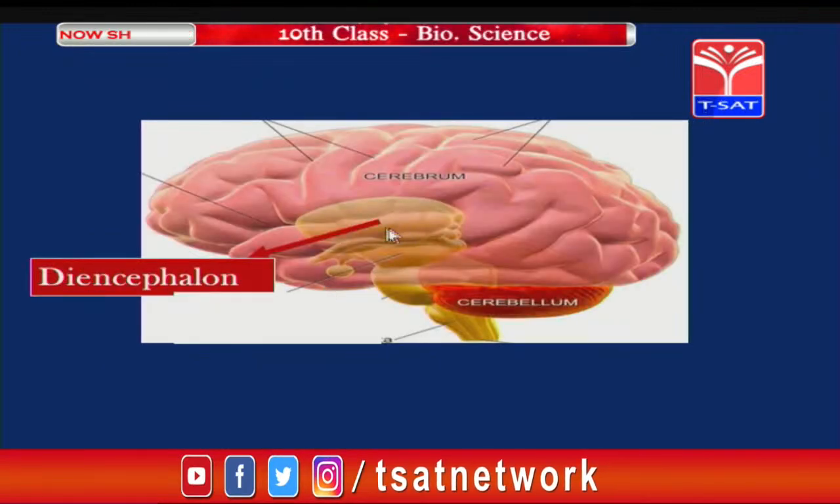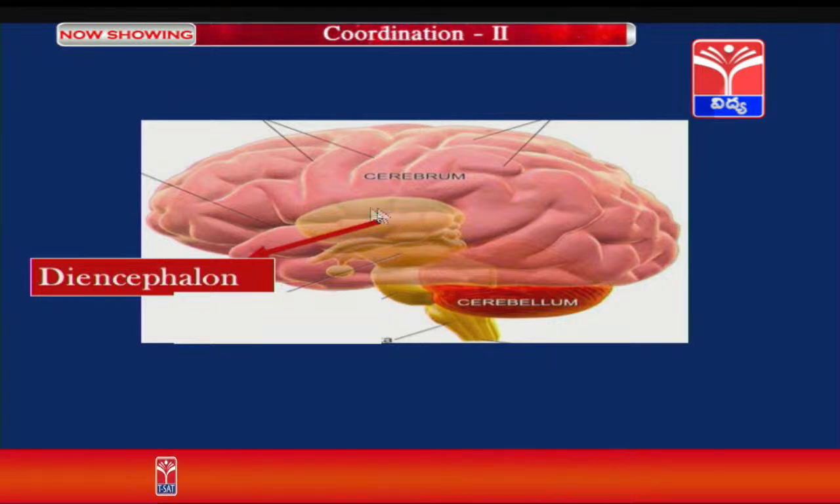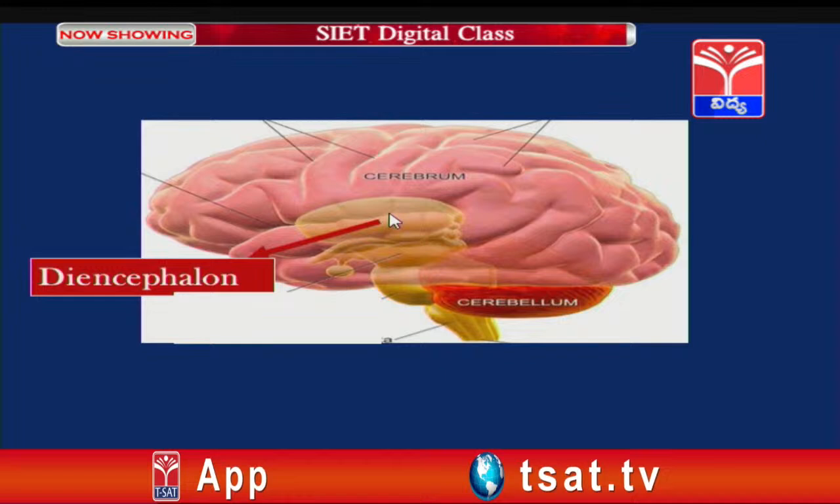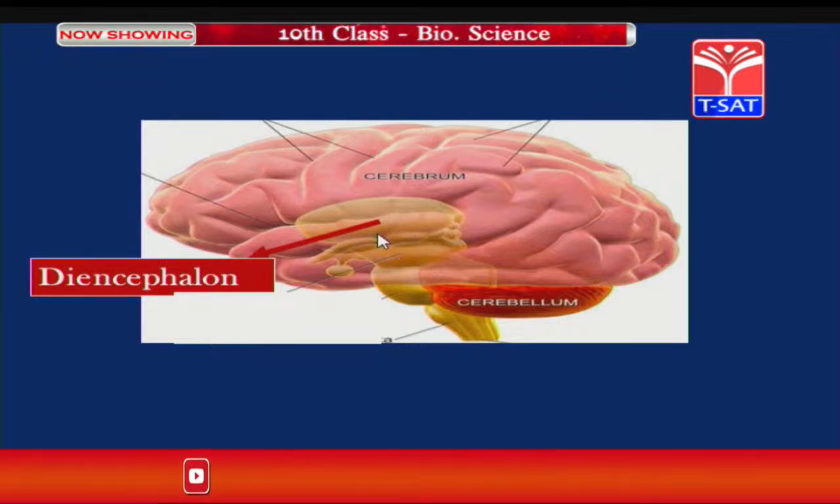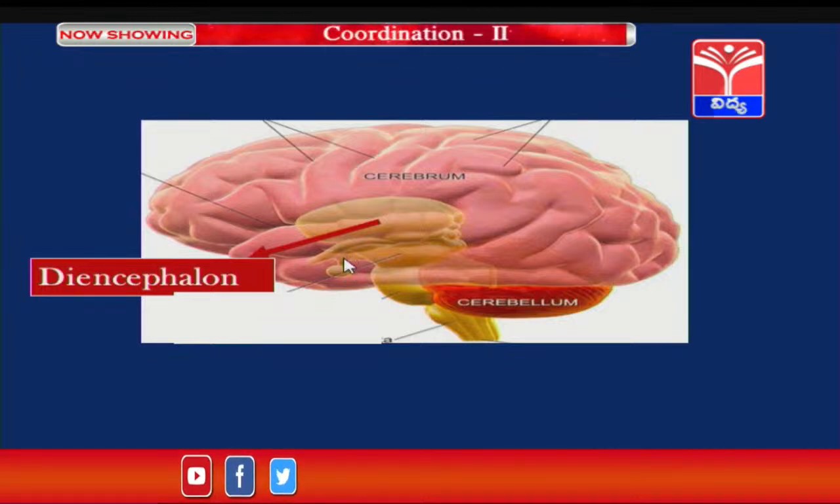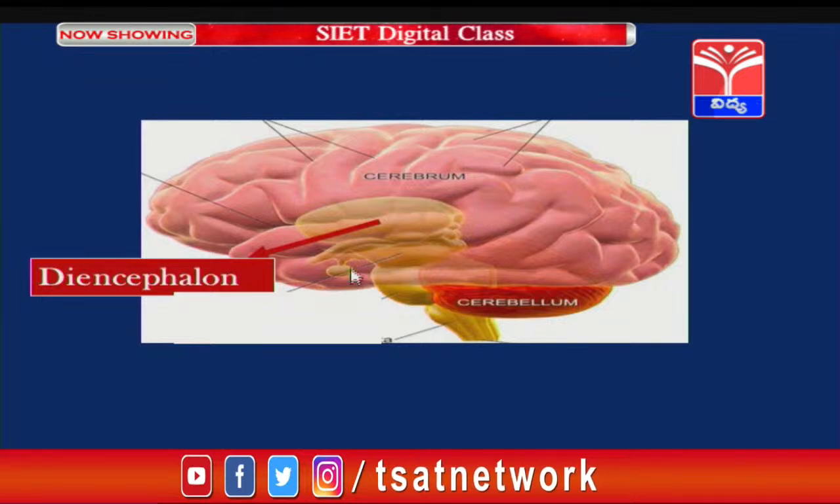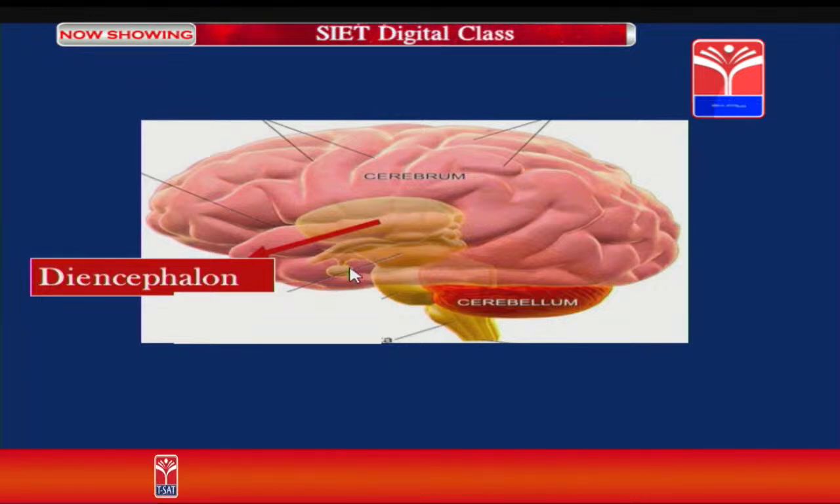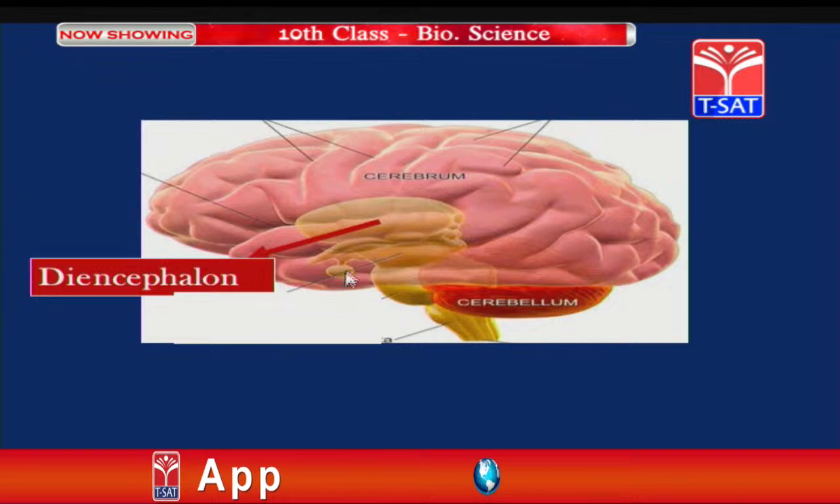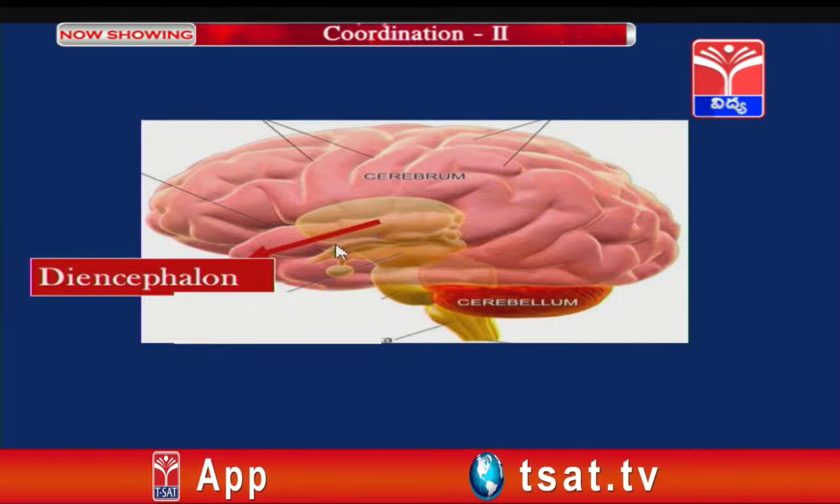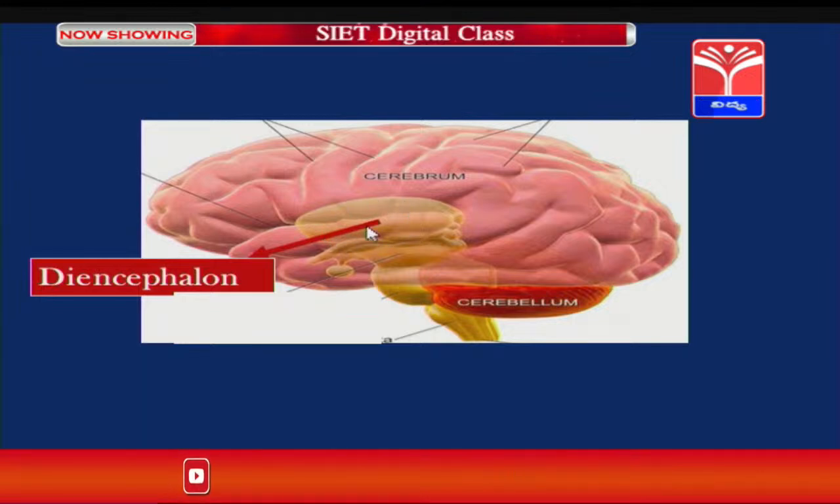Now, coming to the last part of the forebrain, that is the diencephalon. This part is called the diencephalon. The diencephalon consists of three parts: epithalamus, thalamus and hypothalamus. The hypothalamus has a stalk like structure called the infundibulum, and at the tip of the infundibulum a peanut sized structure is present called the pituitary gland. This part of the brain is called the diencephalon, the last part of the forebrain.